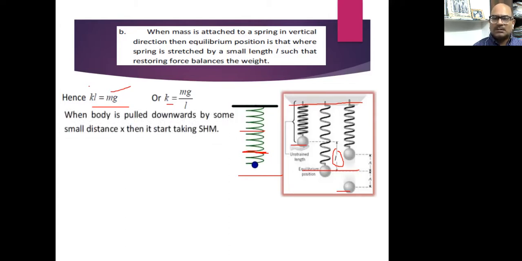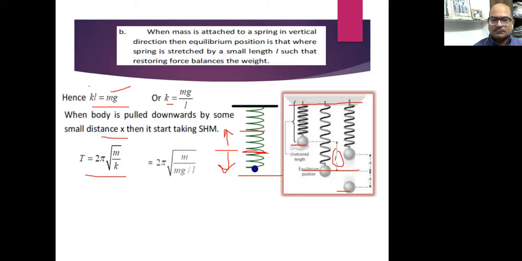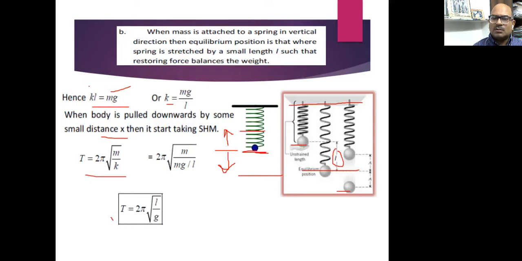Now when the body is pulled downward by some distance, it starts taking oscillations around the mean position, and the time period is 2π under root m by k. Now k is mg by L, so you can find capital T is equal to 2π under root L by g. So this will be the time period of this type of arrangement. If we have this information, then easily we can make it out.